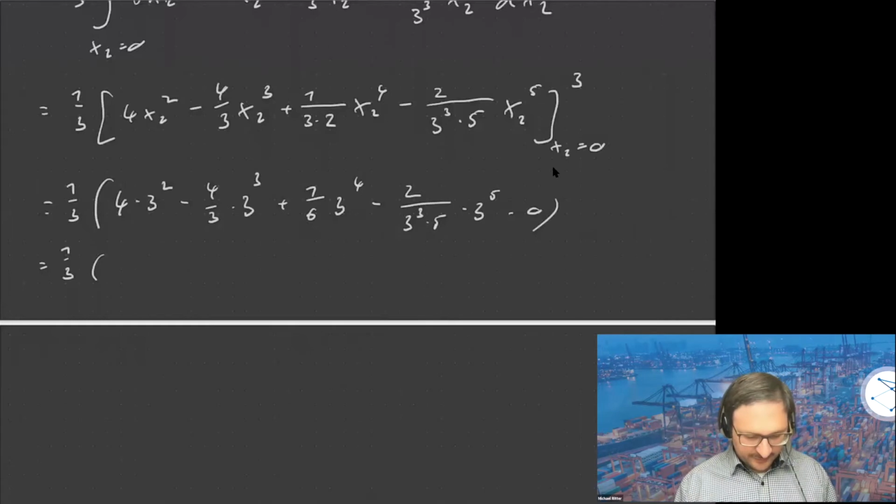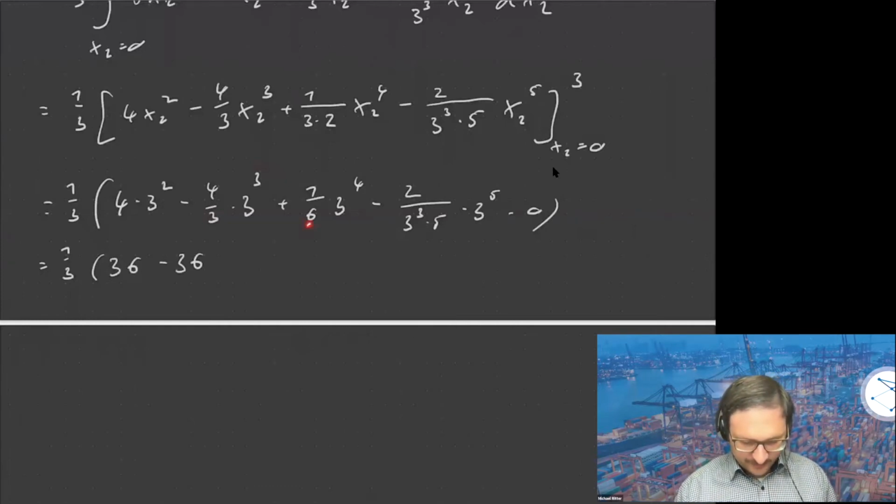So that means we have 4 times 9. So that's 36, right? Then we cancel out 1, 3 here. So we have, again, 4 times 9. I shouldn't have computed that. Minus 36.